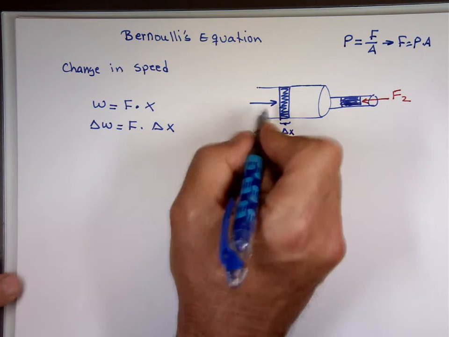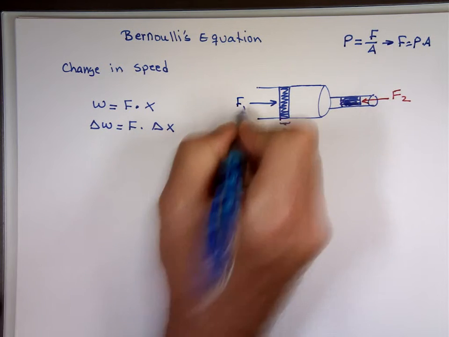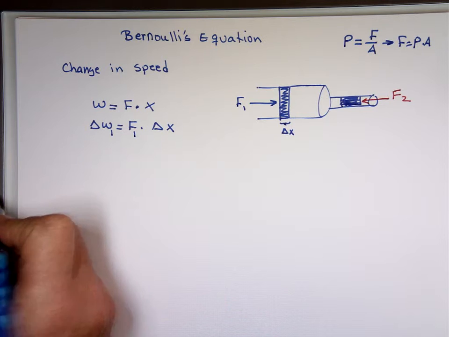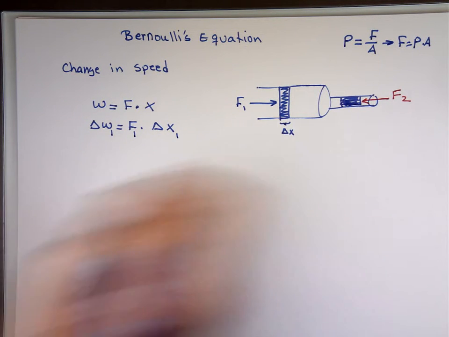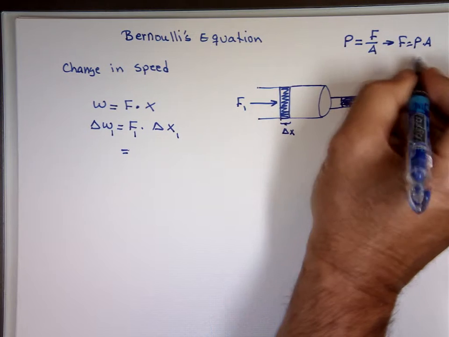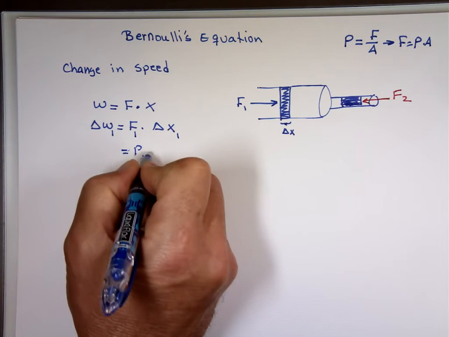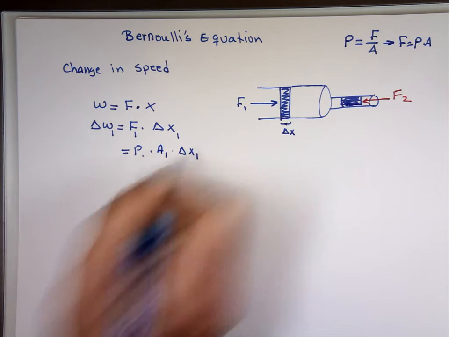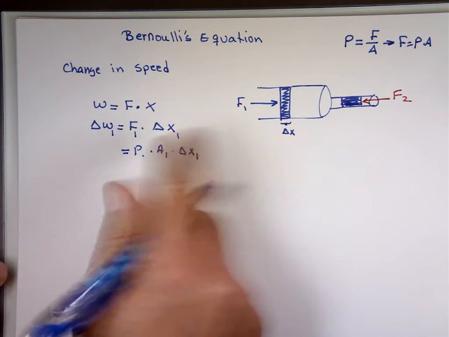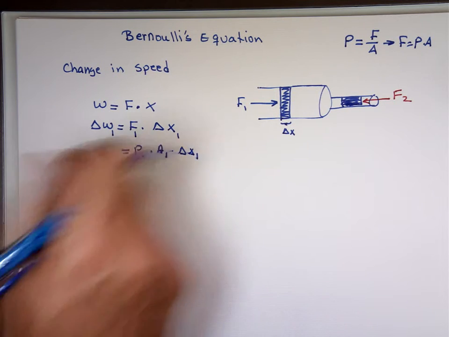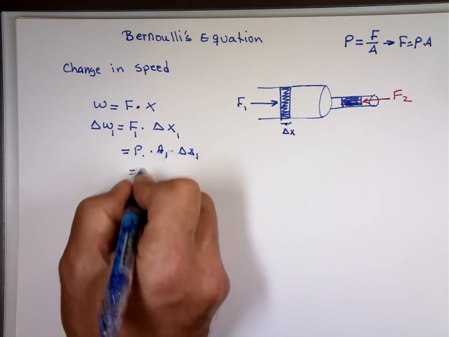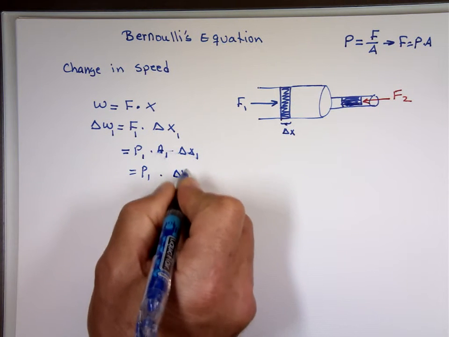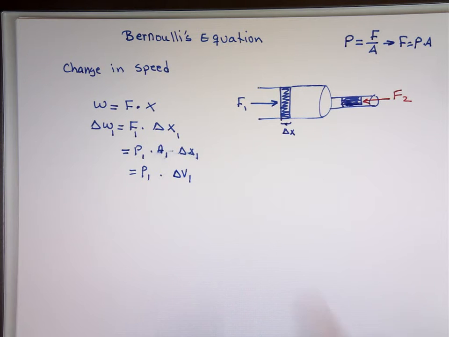let's do this end, this is force 1. So change of work 1 is force 1 times delta X1. Let's leave it in terms of each one. So force 1 is going to be pressure 1 times area 1 times delta X1. Area times the distance is really the volume. So that's pressure 1, area 1, times the change in volume 1. That's the work done by this piece.